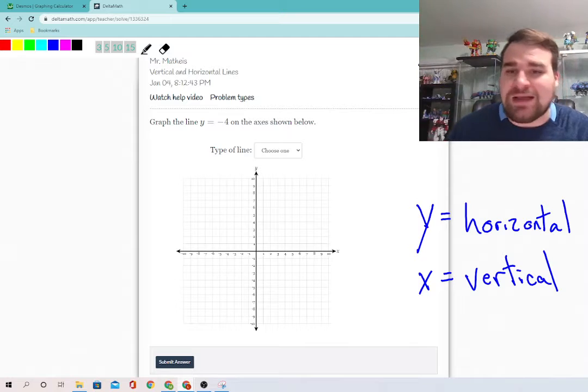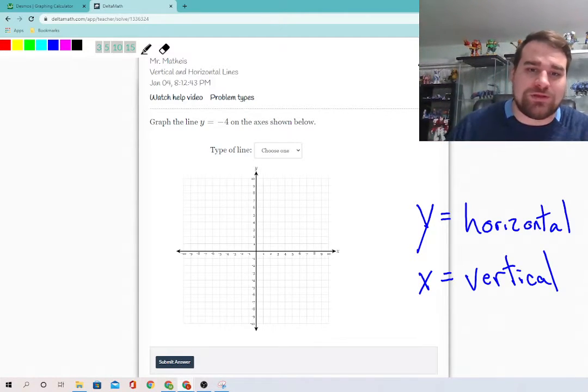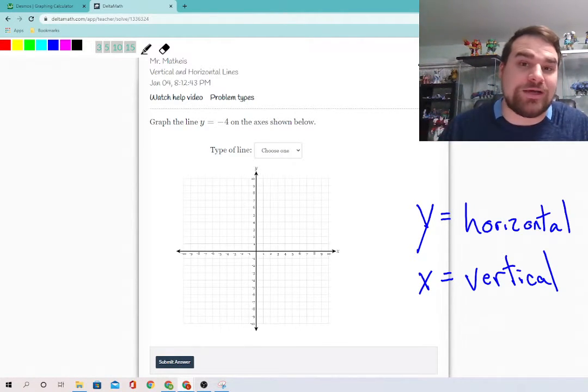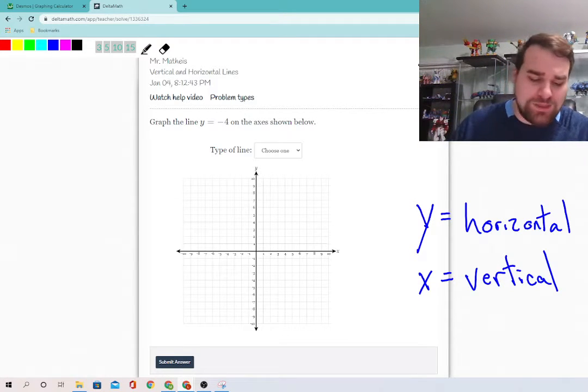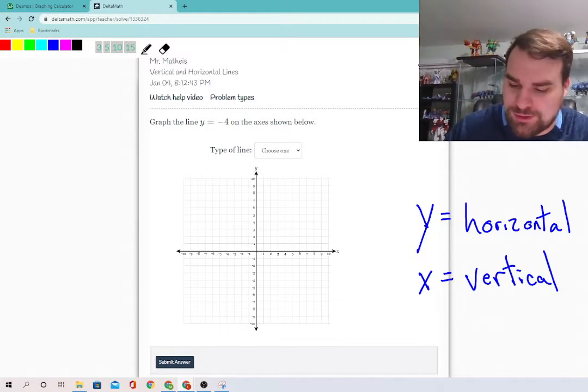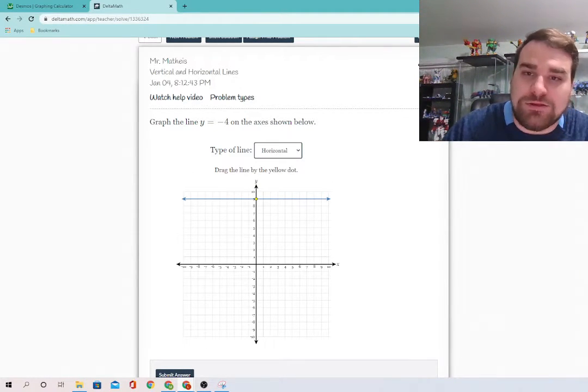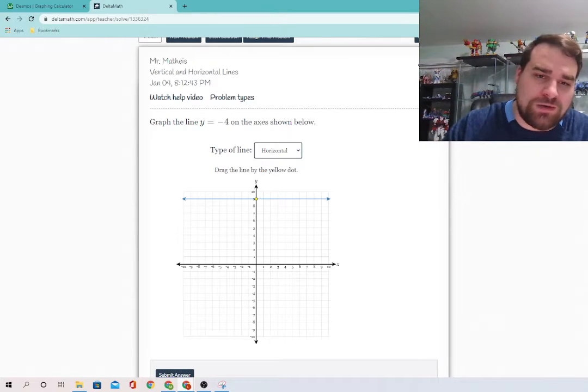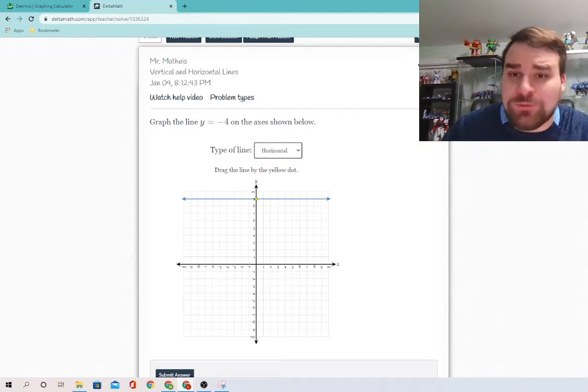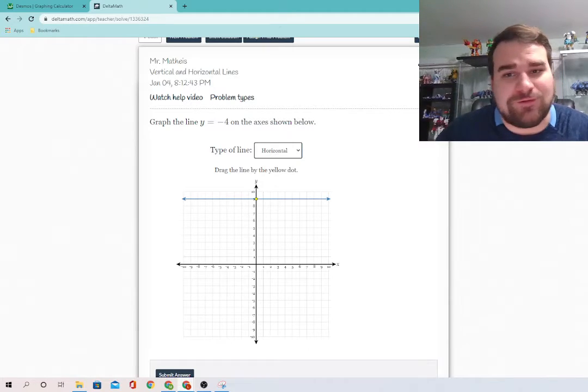So now that we have that down, now that we know this is going to be a horizontal line because the equation says y equals, I'm going to go ahead and put that into the box. So horizontal, and then it says drag the line by the yellow dot. So you're just going to click on that yellow dot and drag it down. Now, where do we drag it to, though? Well, you can probably figure this one out.